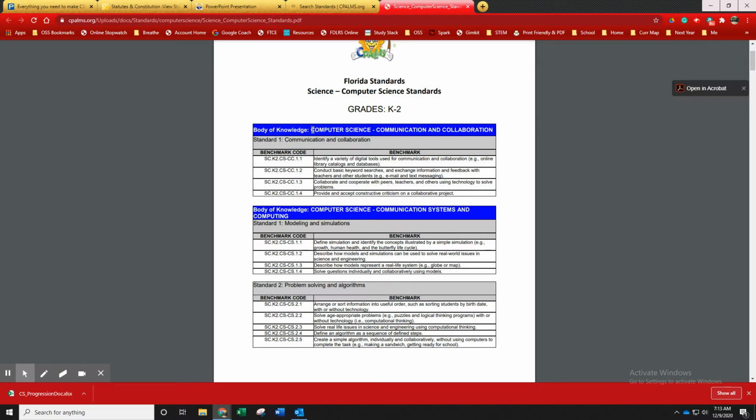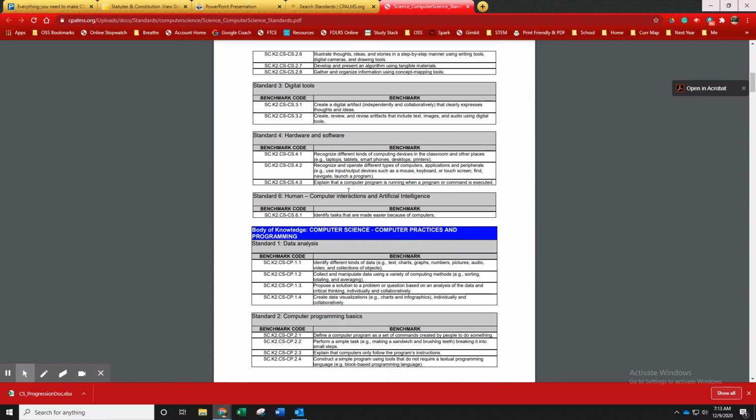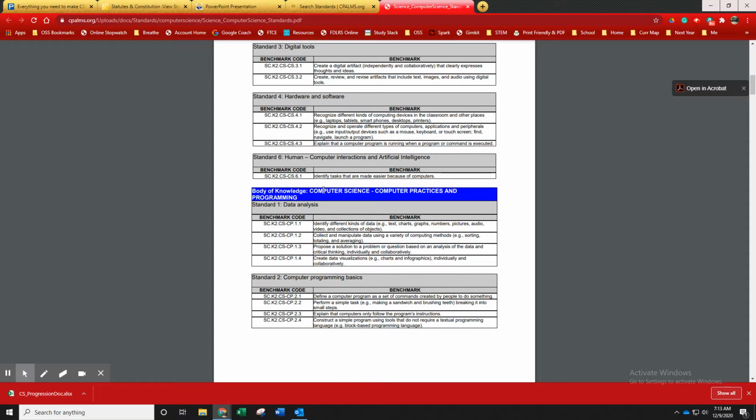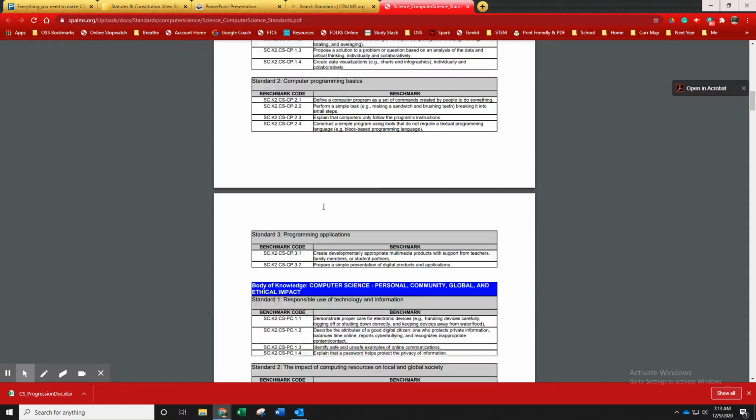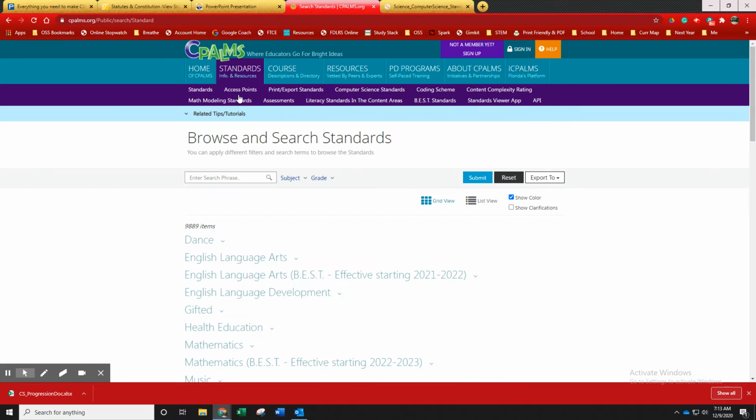So at the K2 level, there is communication and collaboration, modeling and simulation, problem solving and algorithms, digital tools, hardware, software, computer human interaction, AI. And then they have computer practices and programming, so data analysis, responsible use of technology and information. So these are actually listed in the standards.